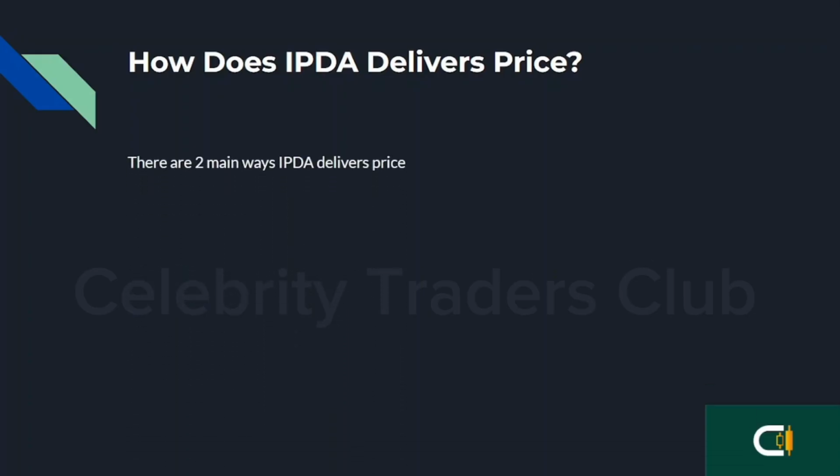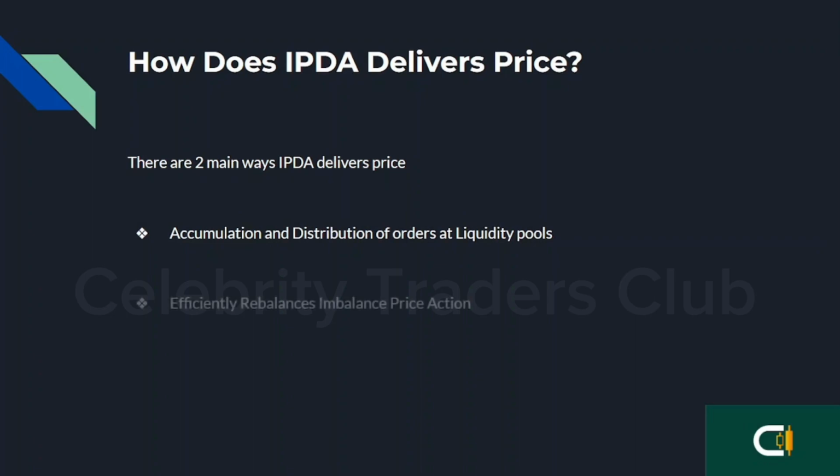Now, there are two main ways IPDA does this: accumulation and distribution of orders at liquidity pools, and efficiently rebalancing imbalanced price action. These are the two ways the market maker delivers price efficiently.